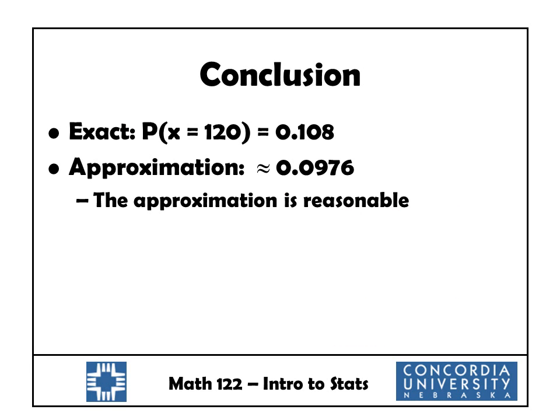So our conclusion here: our exact probability that we calculated earlier is 0.108. The approximation that we just calculated is about 0.0976. And that approximation is pretty close to the exact value, so we conclude that the approximation is indeed reasonable. Okay? So this illustrates the basic idea and the motivation for approximating binomial probabilities with the normal distribution.